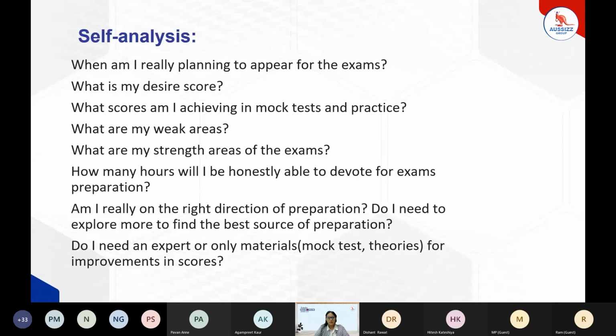All right. Before doing the preparations for PTE exams, do the self-analysis: what is your plan for the PTE exams? What are your strength areas? What are your weaker areas? What direction do you need? Do you need more of the mock tests, or do you need a person's expert guidance, or will mock tests be sufficient for you? Just try to do the self-analysis and then you can opt for it.